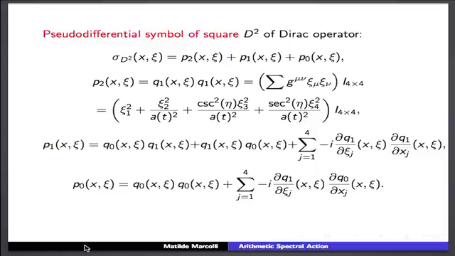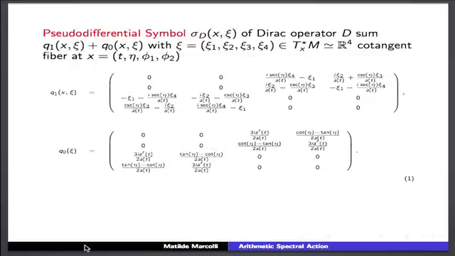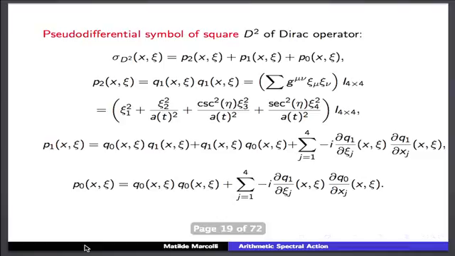This is the symbol for D, and we want the heat kernel expansion for D squared. So the symbol for D squared is a function of the symbol for D in this simple way. So you have explicitly the P0, P1, and P2 terms for D squared. They are the homogeneous components of the symbol.